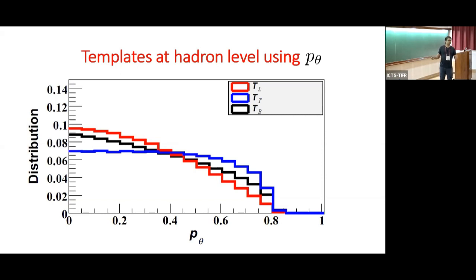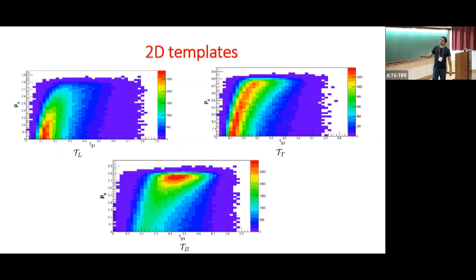So I'll just say something about this. I'm going to show you the discriminatory power. Before that, this is where we apply a fixed cut on N-subjettiness. Instead of applying a cut on N-subjettiness, we only apply a mass tagging cut, and rather we look at the 2D distribution of this proxy variable p theta and the tau 2 1 variable. When you look at both of these together, you see a big difference between longitudinal W's, transverse W's, and background.